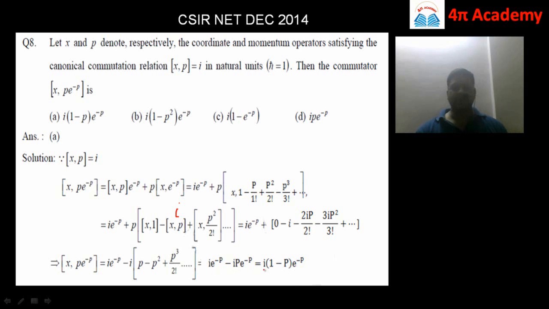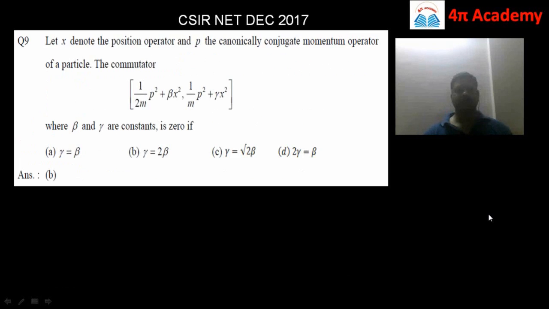And hence the answer is, again here I take this i common. By taking i common, in bracket we remain with 1 minus p into e^(-p). And hence the answer is option A, that is i into (1 minus p) into e^(-p).